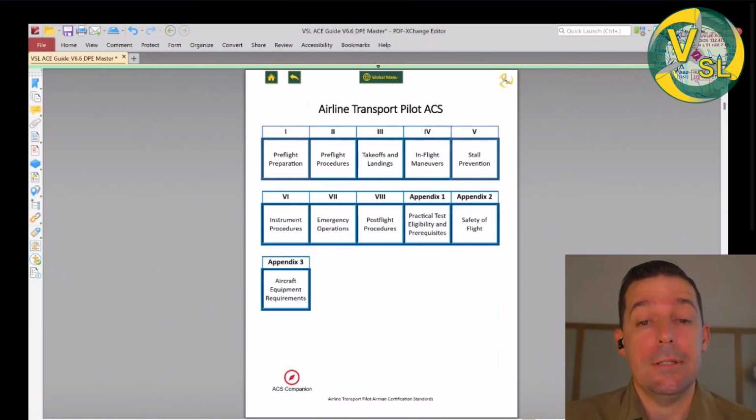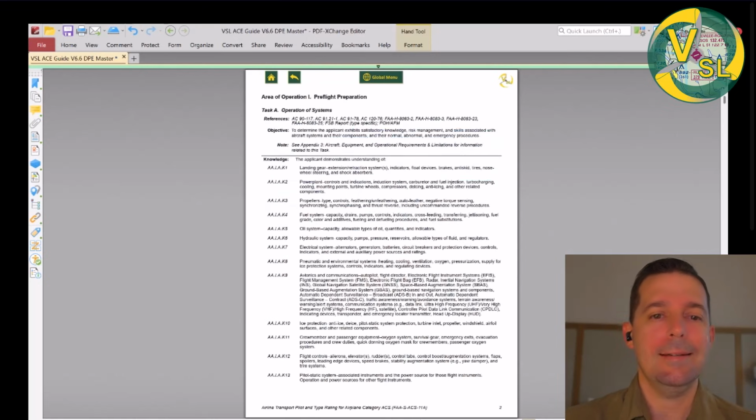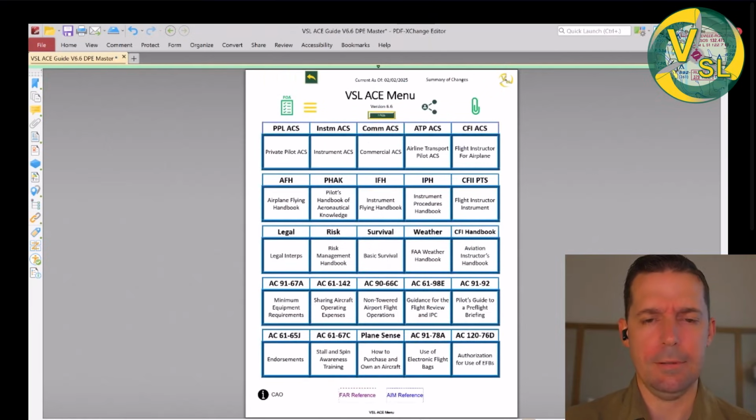Okay, finally over to the ATP ACS. In pre-flight preparation, we have high altitude aerodynamics. That kind of touches on your pressurization and oxygen. It's all related, because typically if you're in a pressurized aircraft with an oxygen system, you're also going to be talking about high altitude aerodynamics, and we'll look at an advisory circular that combines all that. And then it also talks about it in your operation of systems, I believe. I didn't dive into that.